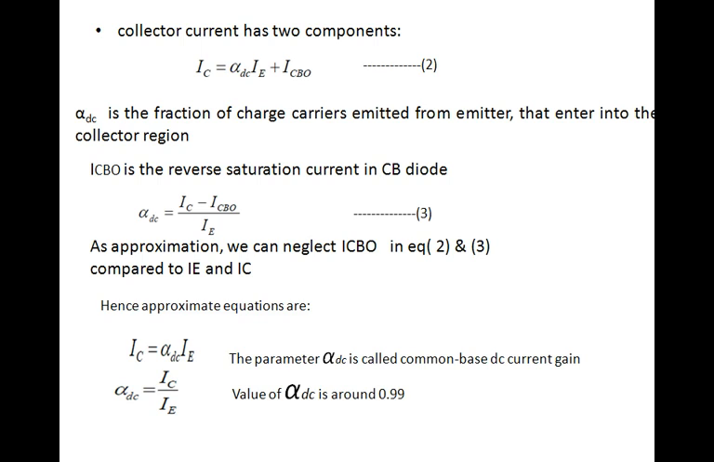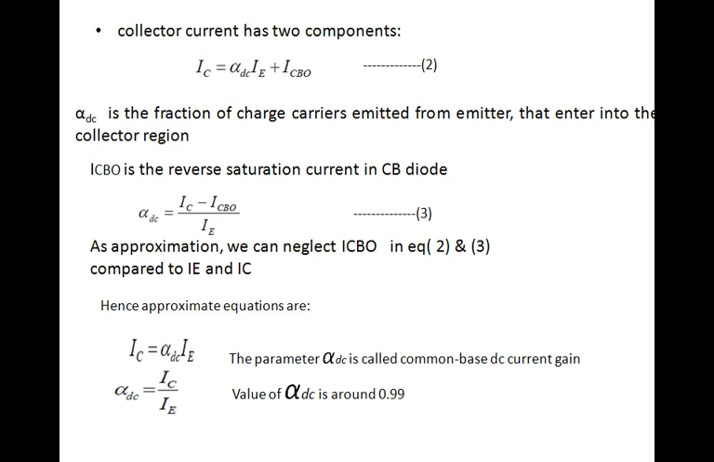The collector current has two components. That is IC equals alpha DC times IE plus ICB0. Alpha DC is the fraction of charge carriers emitted from the emitter that enter the collector region, and ICB0 is the reverse saturation current, since the collector to base junction is reverse biased, which is negligible. If you neglect ICB0, then the approximate equation is collector current IC equals alpha DC times IE.